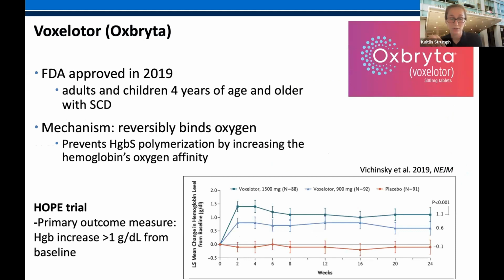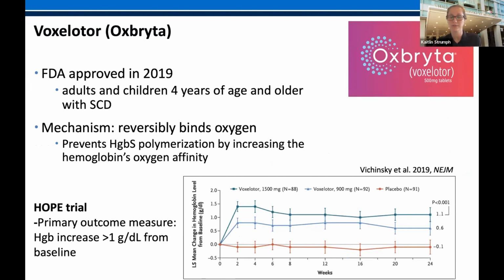So voxelotor is a newer medication that came out in 2019, and it's currently approved for adults and children 4 years of age and older with sickle cell disease. Now, the mechanism is that it reversibly binds oxygen. We know that hemoglobin S polymerizes when oxygen is released. So by holding onto oxygen a little bit tighter, it prevents hemoglobin S polymerization.